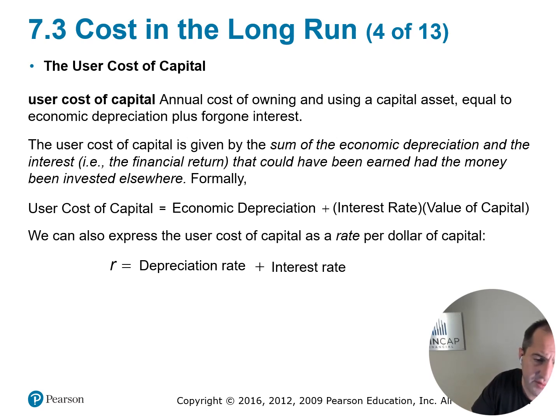User cost of capital: the annual cost of owning and using a capital asset, equal to economic depreciation plus foregone interest. So if you were spending money on an asset and you spent $1 million, well, what could you have done instead? You could have put that $1 million in a bank account and earned $50,000 in interest. The user cost of capital is given by the sum of the economic depreciation and the interest that could have been earned had the money been invested elsewhere.